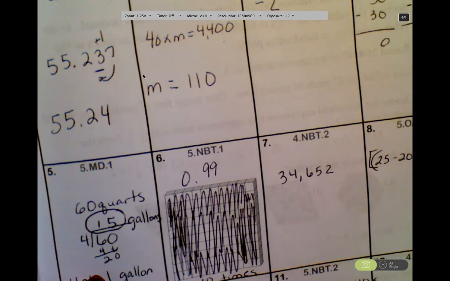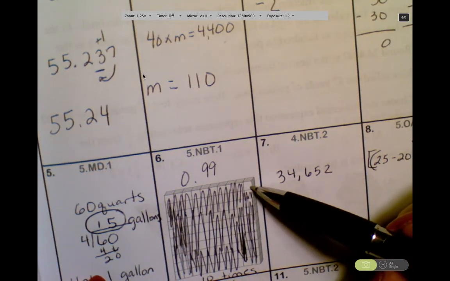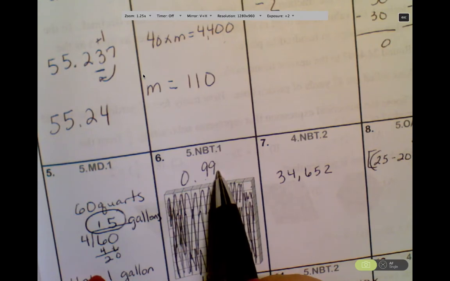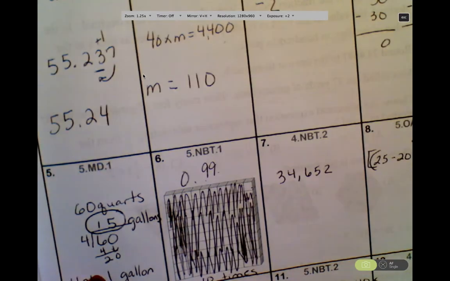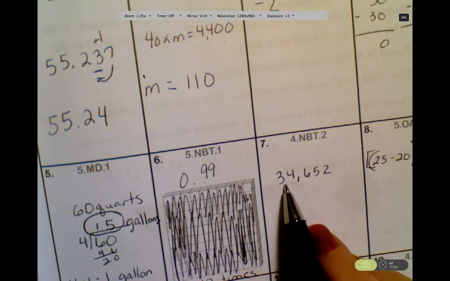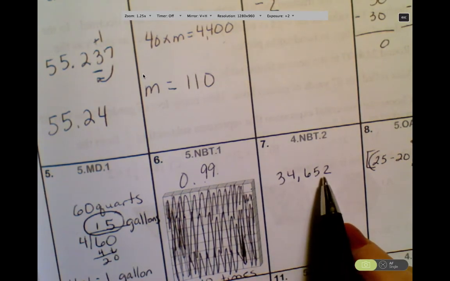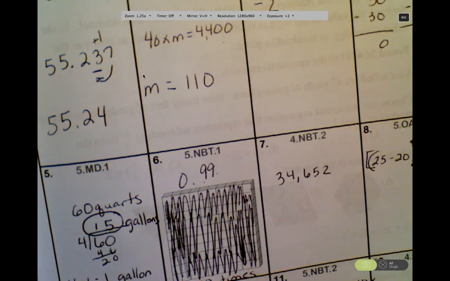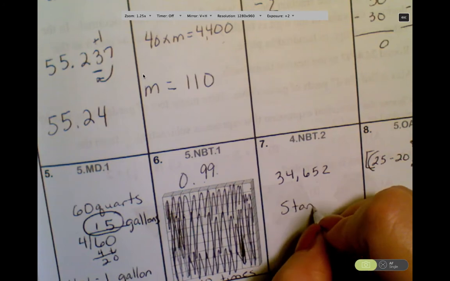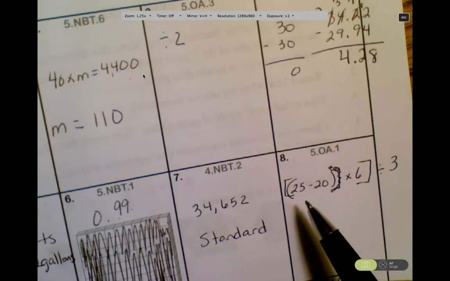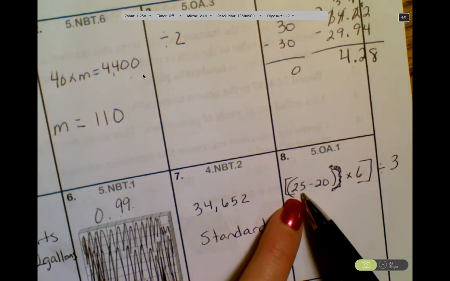All right, changing this, shading all but 1 hundredth. That'd be 99 hundredths. And I know my tenths is 10 times as big as my hundredths. All right, number 7. I am writing 34,652 as a base 10 number. That is the same as a standard number. Standard. Same thing.